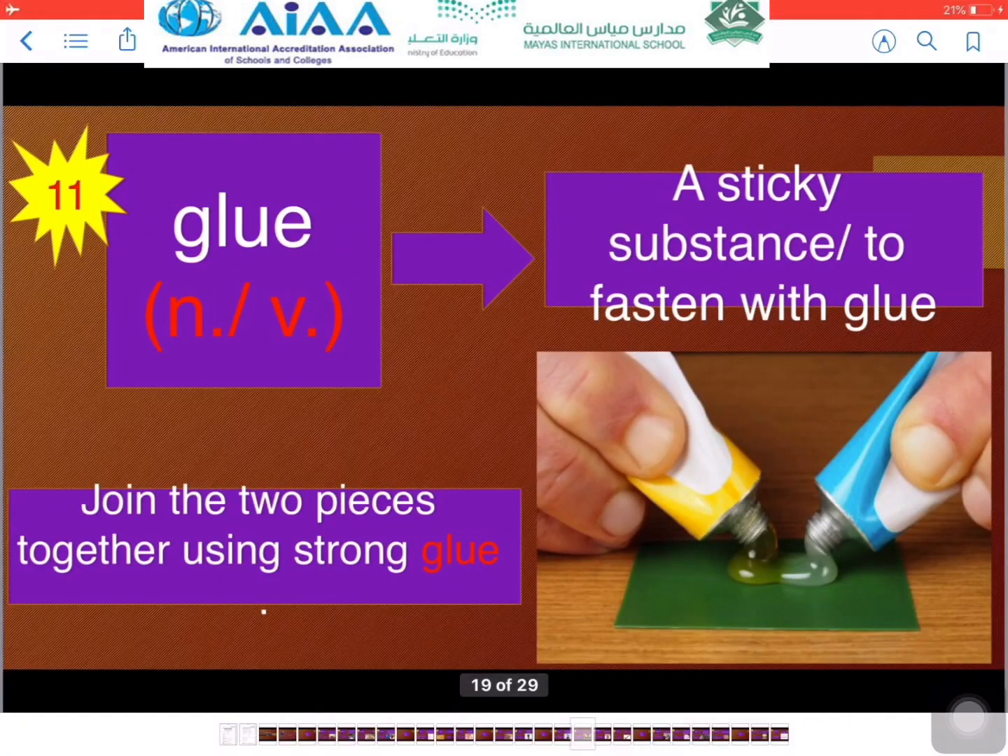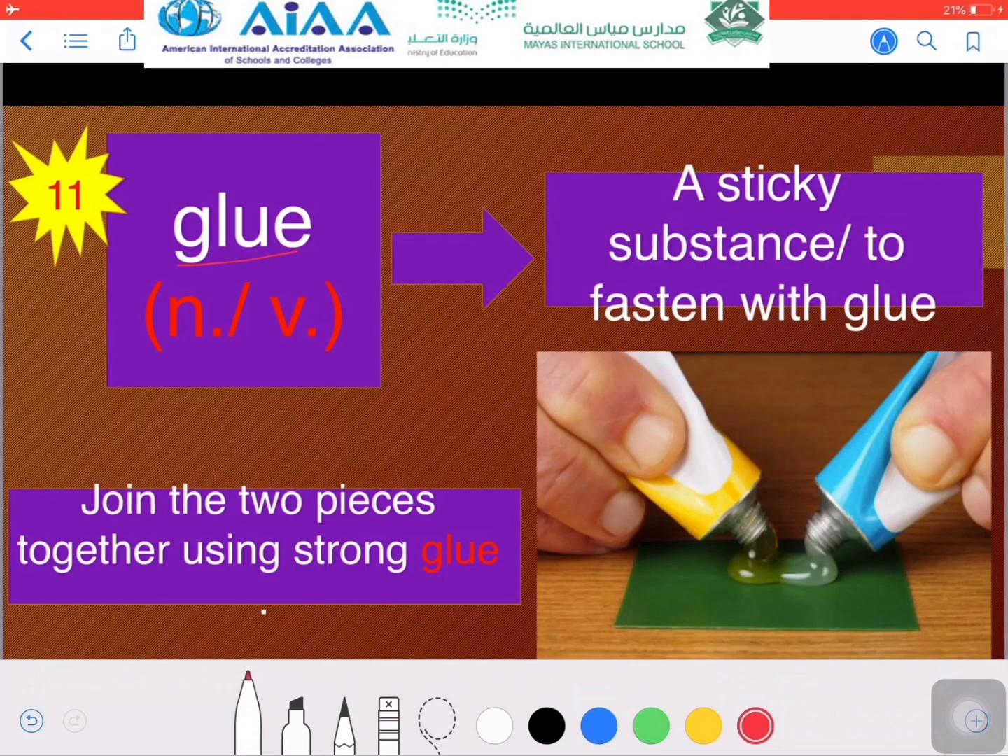Here, glue. So the word glue can be a verb or a noun. To glue something means to stick something. Or you can say the noun, I use the glue. Okay? I use the what? The glue. It's a sticky substance, material, or to fasten, the verb, to fasten with glue.